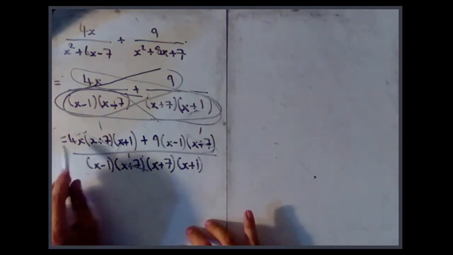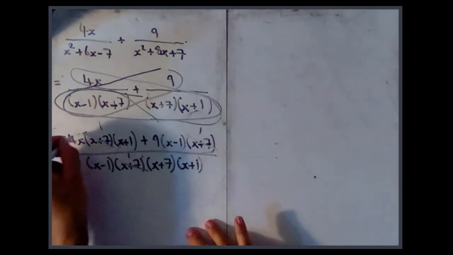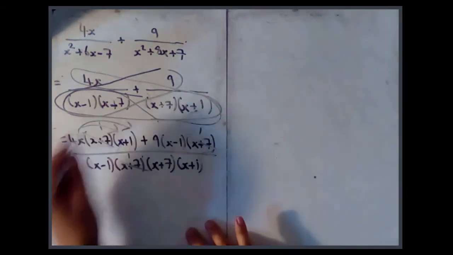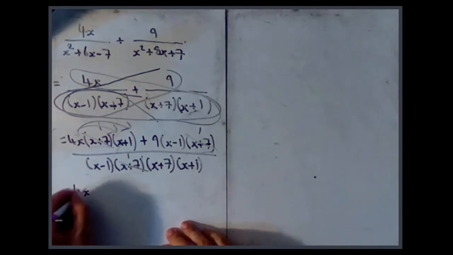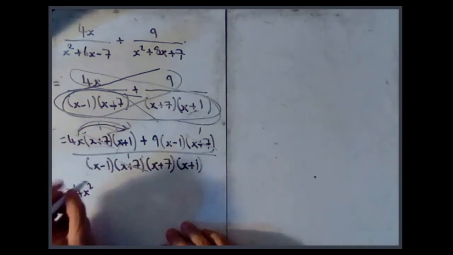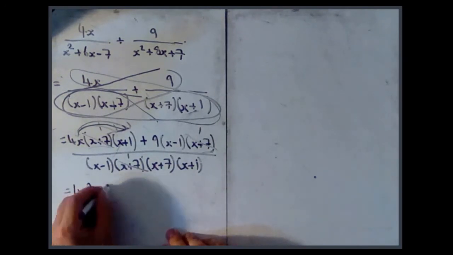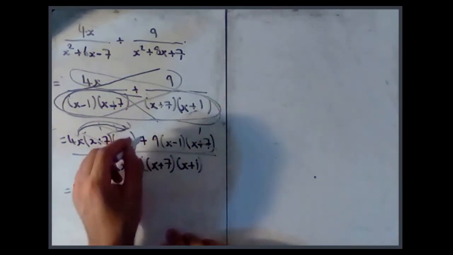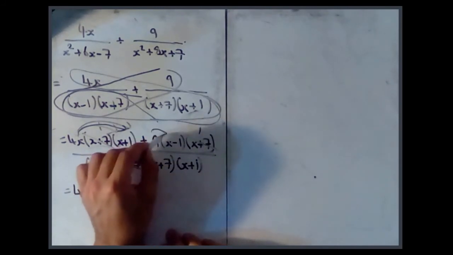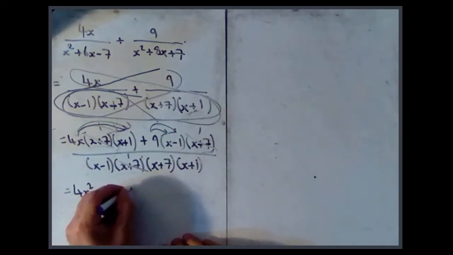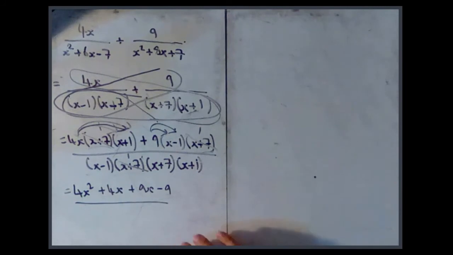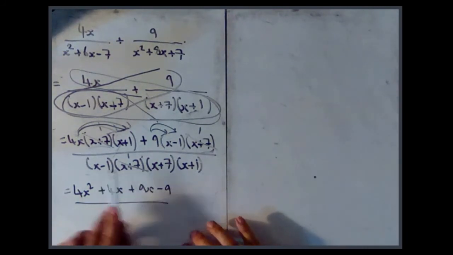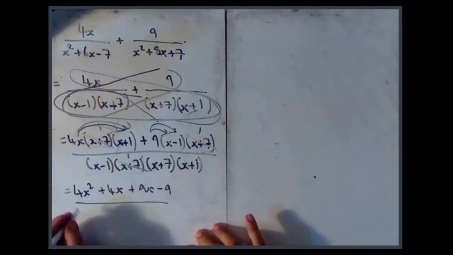So we're going to say this is 4x times (x plus 1). So we multiply that out like a bracket, but it is a bracket. So it's going to be 4x times x is 4x squared. And you've got 4x times plus 1 is plus 4x. And then you have 9 times (x minus 1), because the x plus 7 is gone. So that's 9x minus 9. So plus 9x minus 9. On the bottom, remember, I just leave it, but I've only got (x minus 1)(x plus 7)(x plus 1).